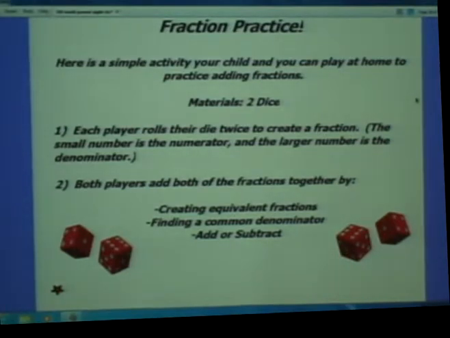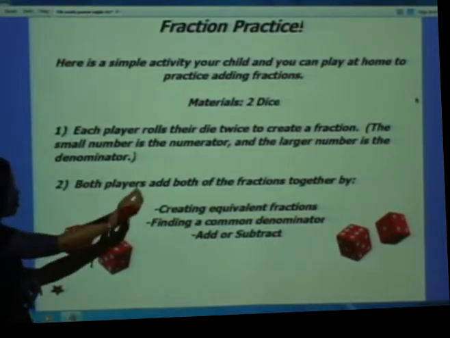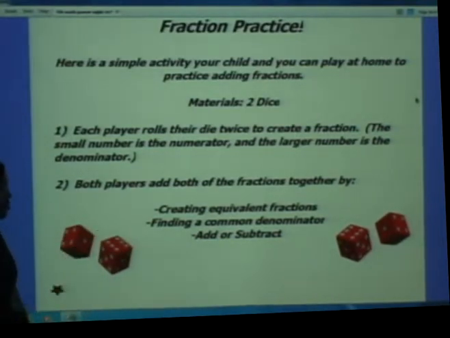Chances are it's not going to be the same denominator, and that's what you want them exercising with and practicing, how to add and subtract fractions with different denominators. Both players add both of the fractions together by creating equivalent fractions. That's where you saw where I counted it up. Finding a common denominator. Where's that match? Okay? And then adding them or subtracting. If you do subtraction, just make sure that the greater fraction is on top. We talk about that a lot.